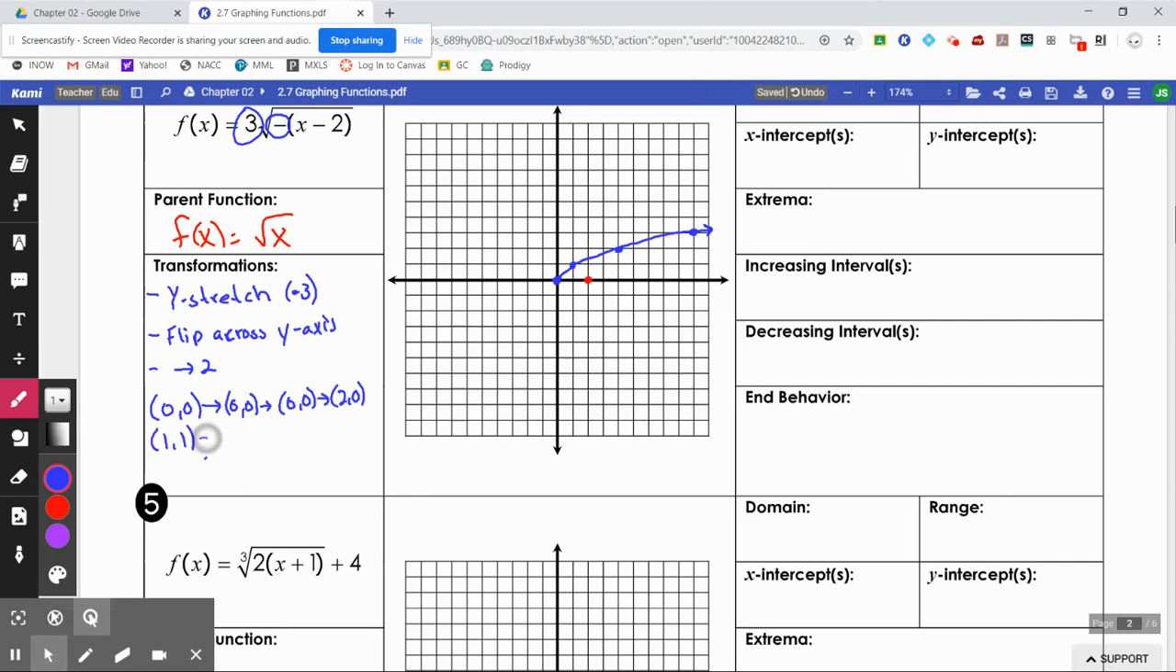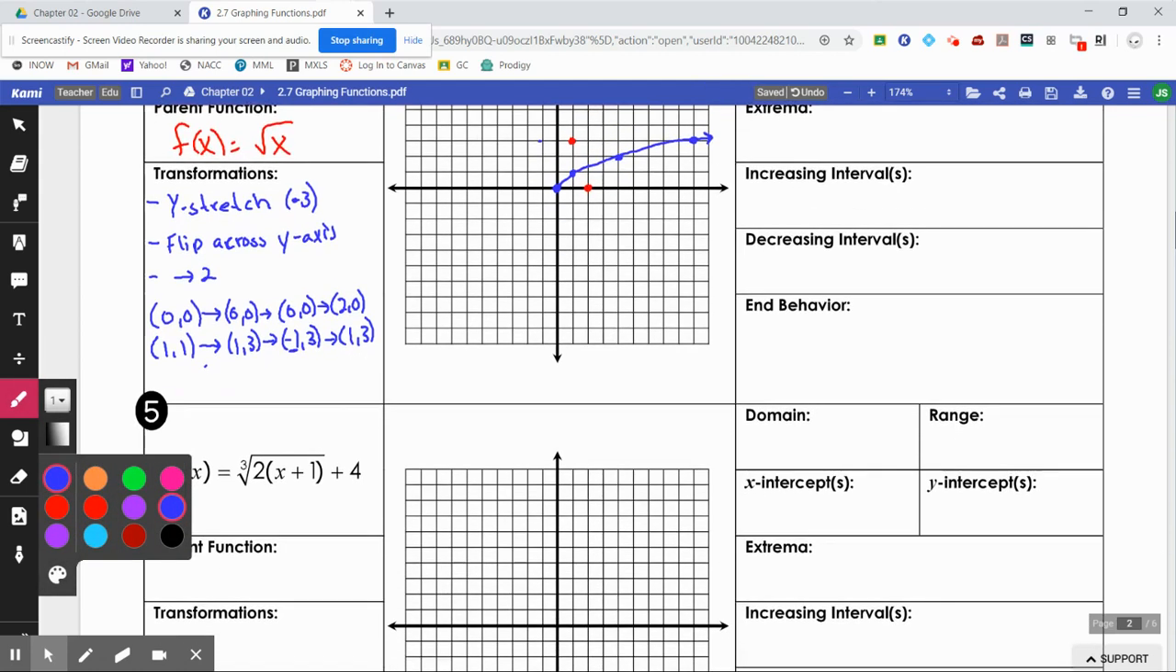Our second point is 1, 1. Let's stretch our y times 3, so it is now going to be at 1, 3. Let's flip it across the y-axis, so that means your x value will turn from 1, 3 to negative 1, 3. And then let's move it to the right 2, so that's going to be just add 2 to your negative 1, so now that is at 1, 3. So let's plot that, right 1 up 3, so that's going to be now there. So you can tell that your function has flipped over.